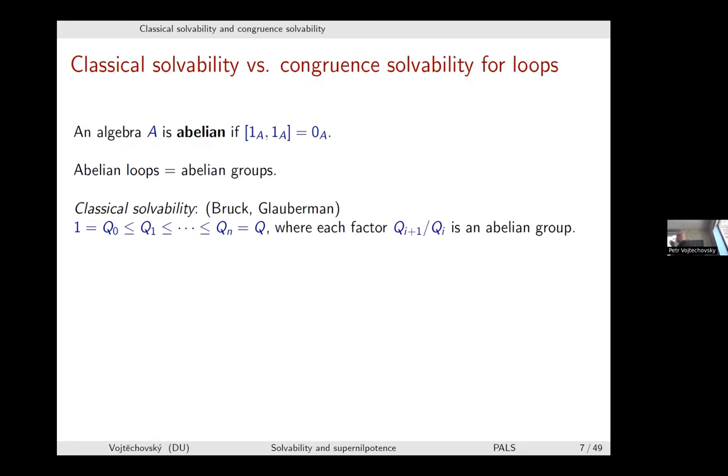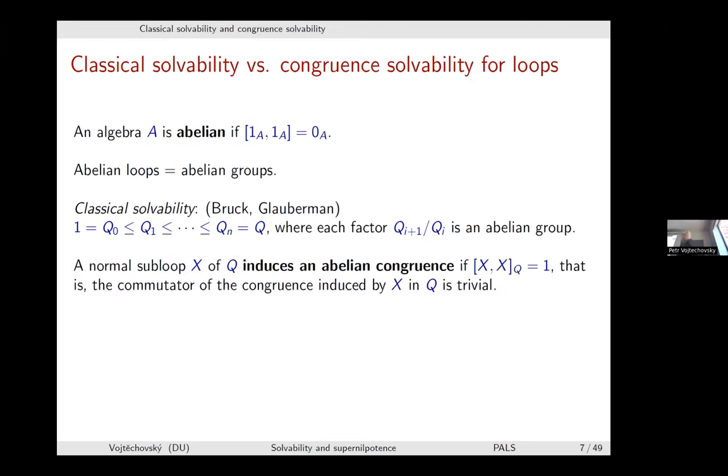Now I come to one of the main points of the talk, which is that there are two kinds of solvability that compete for space in loop theory. The classical solvability is from group theory, right? So of course, in group theory, we have a notion of solvability, and one of the ways in which you can express that a group is solvable is to say that you have a subnormal series. In this case, I can assume without loss of generality that all the Q_i are in fact normal in the full loop Q, where each factor is an abelian group, right? So this is of course the classical definition of solvability from groups. So you have a finite subnormal series with abelian factors.